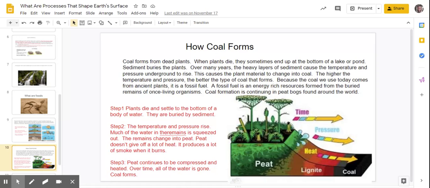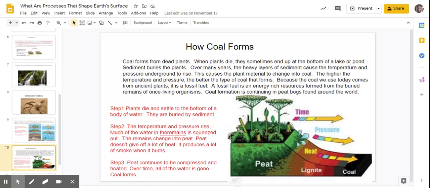So step one, plants die and settle at the bottom of a body of water. They are buried by sediment. So something like this, kind of a swampy area, plants die and settle at the bottom of the water. And then over time, the temperature and pressure rise. Much of the water is squeezed out and the remains are changed to peat. So before you have coal, which is here, we have peat. And these are found in peat bogs, little swampy, wet areas. Peat doesn't give off a lot of heat. It produces a lot of smoke when it burns. And in step three, peat continues to be compressed and heated over time, and all the water is gone. And then eventually you have coal.